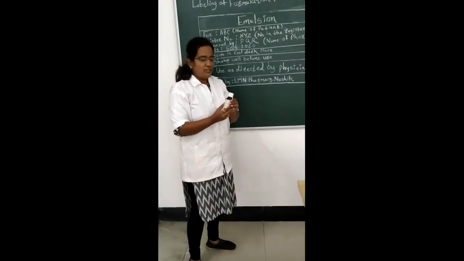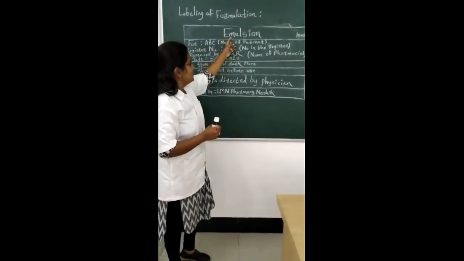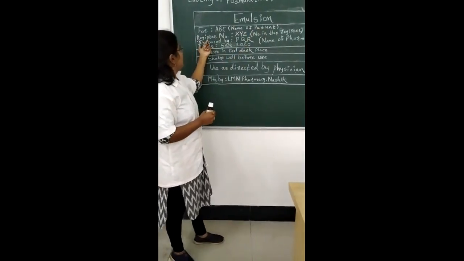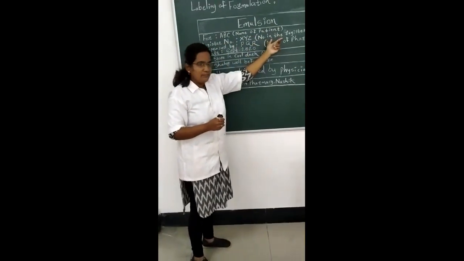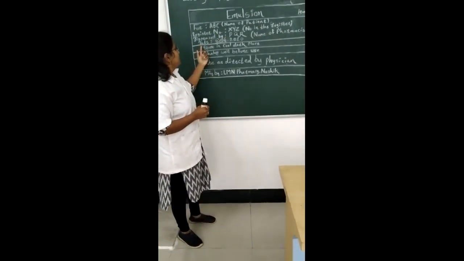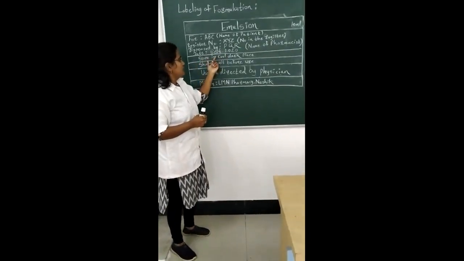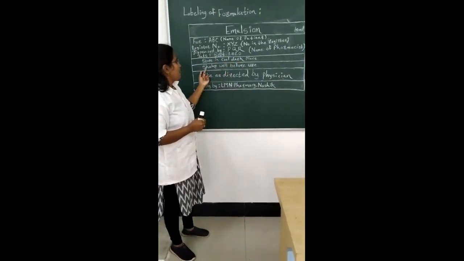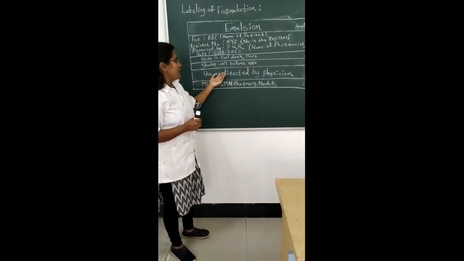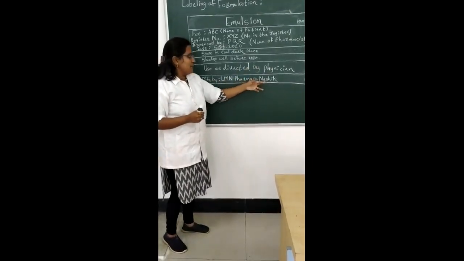So now we move towards the labeling part. The labeling of the formulation: emulsion 10 ml for ABC, that is the name of the patient, register number XYZ, that is the number given in the register, dispensed by PQR, the name of the pharmacist, manufacturing date September 2020, storage condition: store in a cool and dark place. One more direction: shake well before use, and use as directed by physician. Manufactured by Element Pharmacy, Nasik.